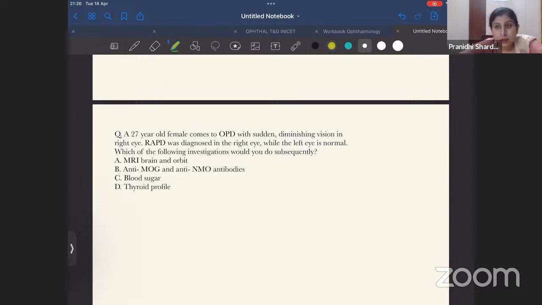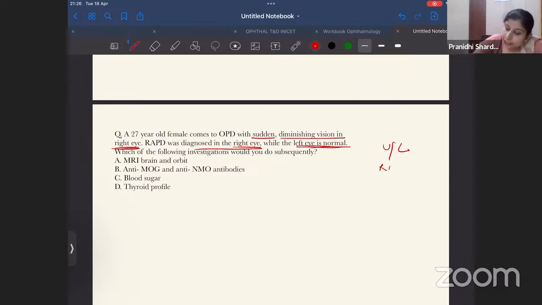Now, before answering which investigation we need, we have to first make the diagnosis of the disease. We know that the history given to us is sudden loss of vision or diminishing vision in one eye. Because there is a problem in only the right eye, the left eye is normal, it means the condition is unilateral. The condition has RAPD. Whenever we hear of RAPD, there is only one disease that strikes our mind instantly: optic neuritis.